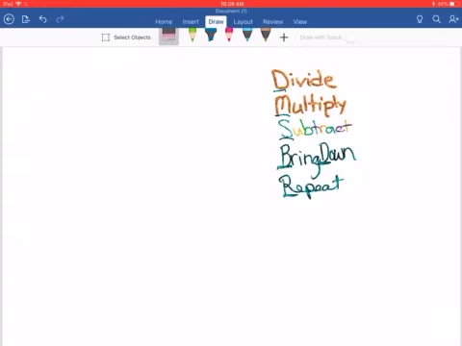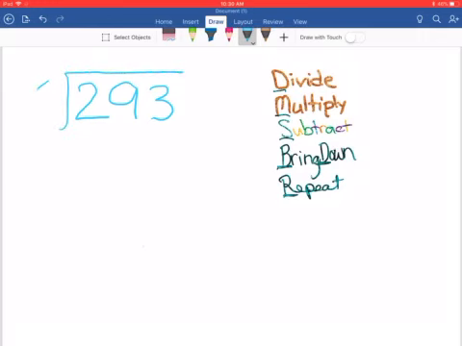All right. So what happens if we've got 293 divided by 6? Okay, well, the first thing I need to do is divide. I need to divide 2 by 6, and I can't do that. How many 6's are in 2? That would be none. So I'm going to put just a 0 over the top of the 2 to remind myself that I have already tried to divide that.